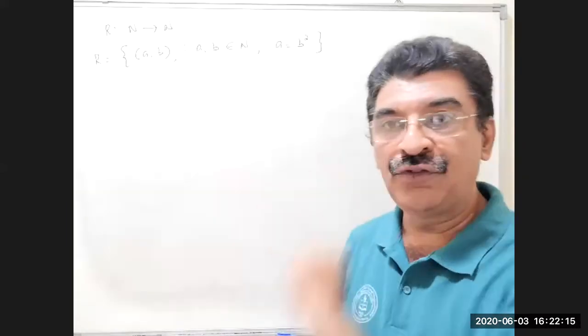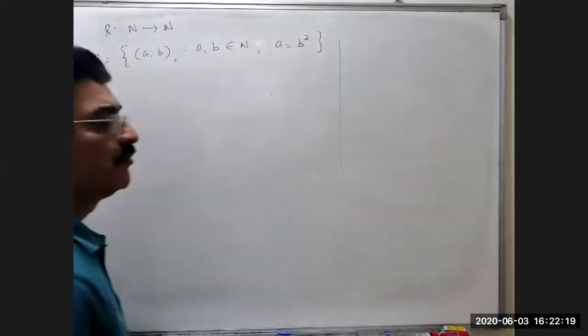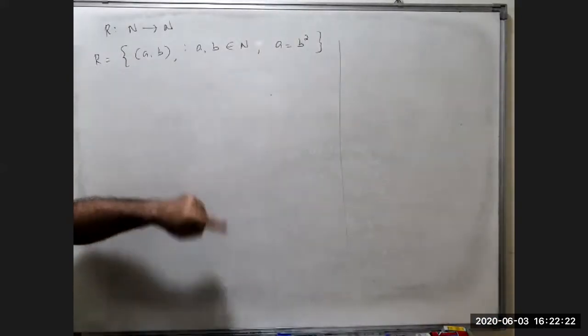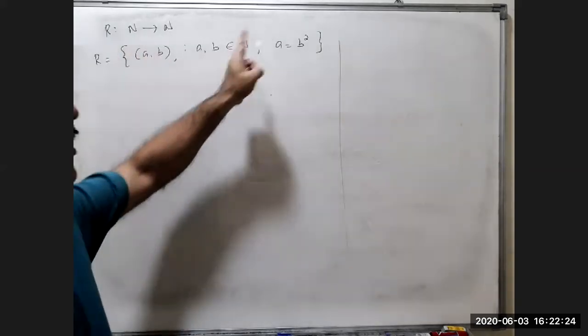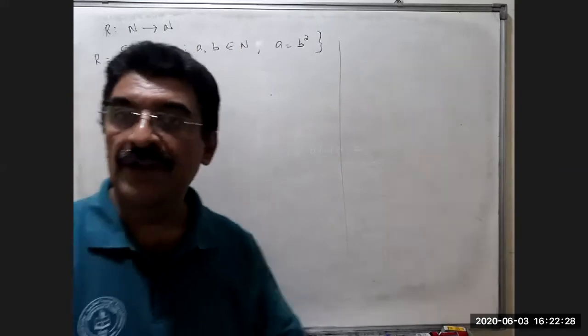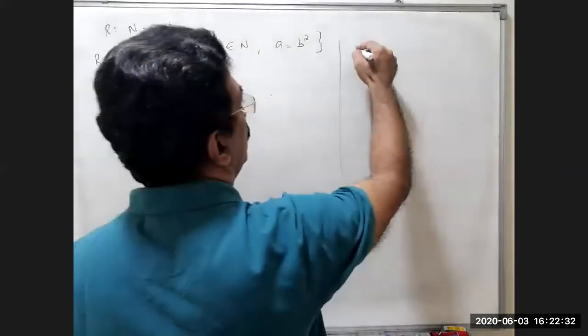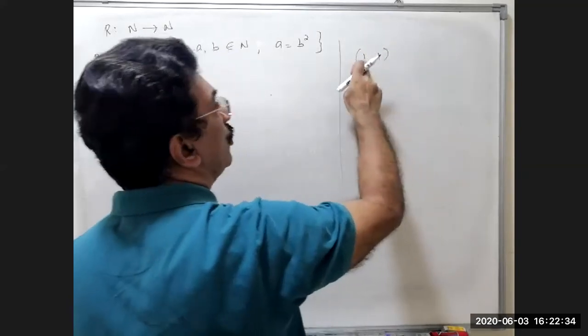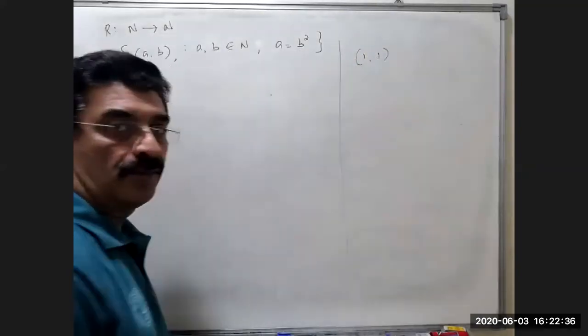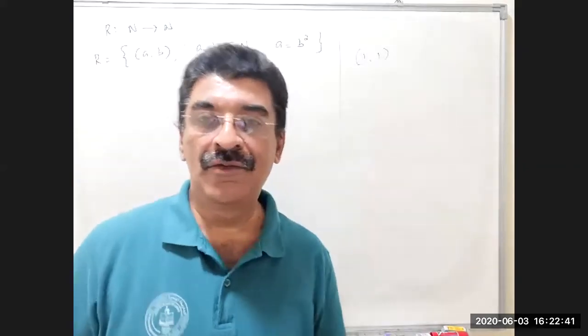Can you write some pairs? First number is square of second number, and they are natural numbers. So natural numbers definitely start from 1. First pair 1 1, because 1 is equal to 1 square, is correct. What will be the next pair?